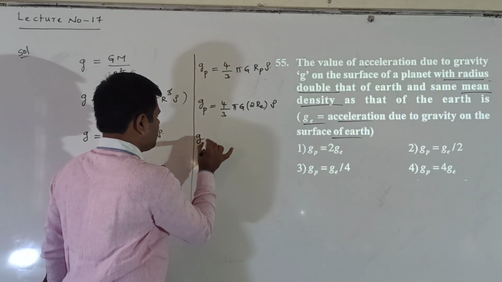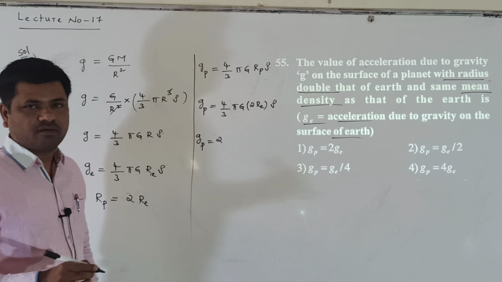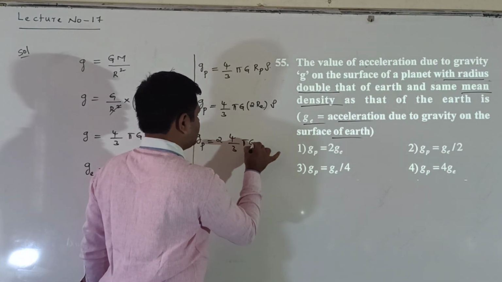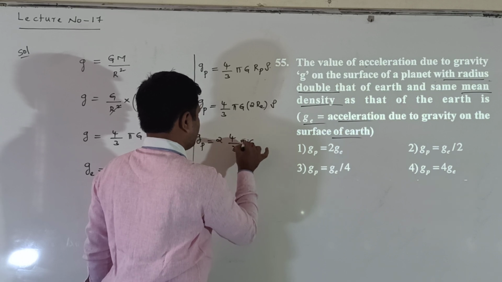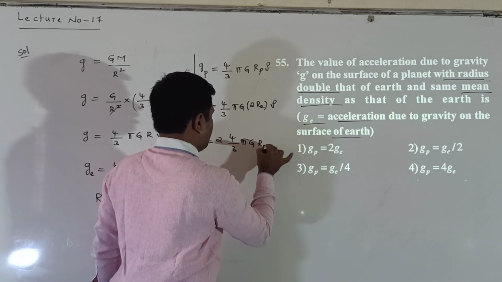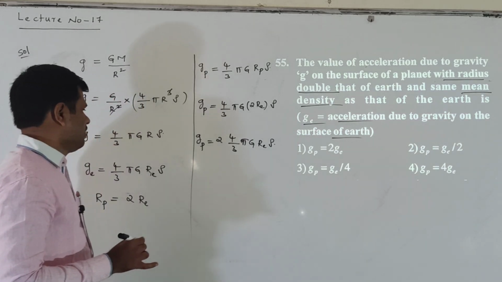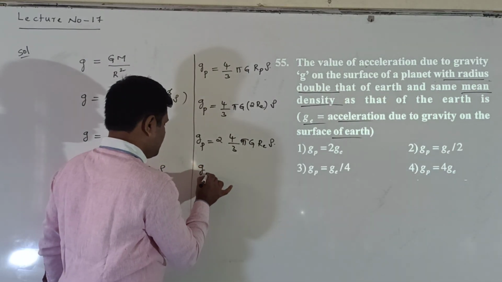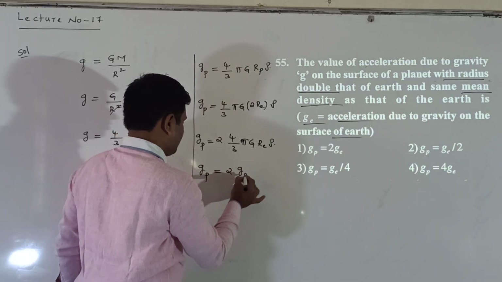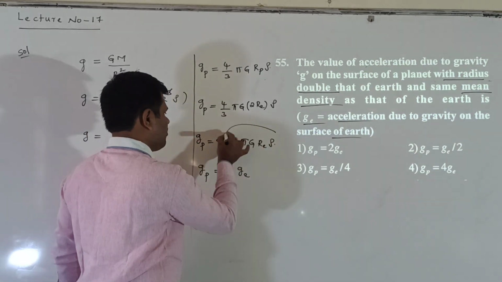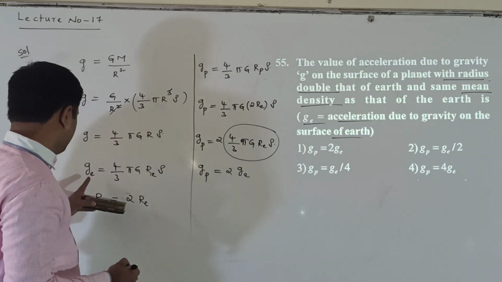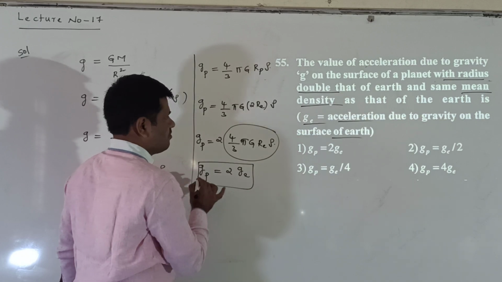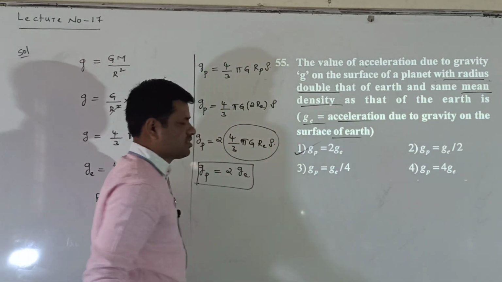Now gp is equal to 2 taking common, remaining is 4 by 3 pi G Re into rho. Here 4 by 3 pi G Re into rho is g. So gp is equal to 2 times g, because already you know that value is g. So gp is equal to 2 times g. Means which option is correct here? First option is correct.